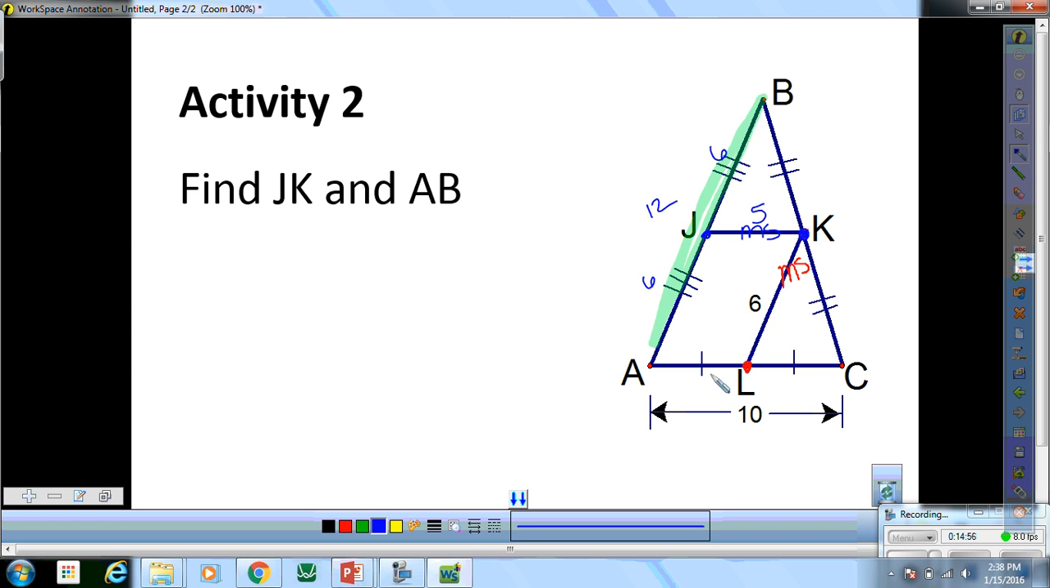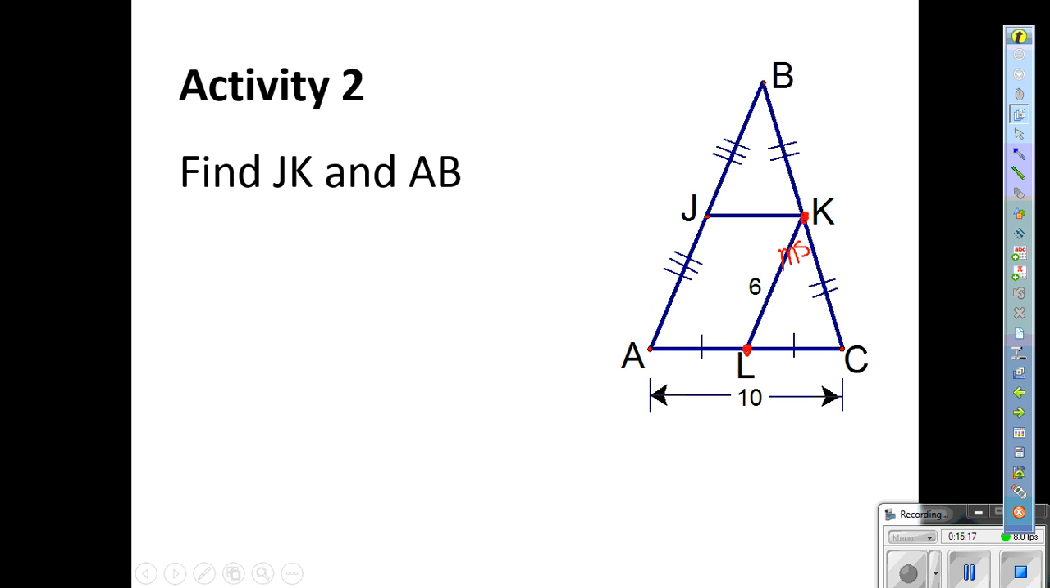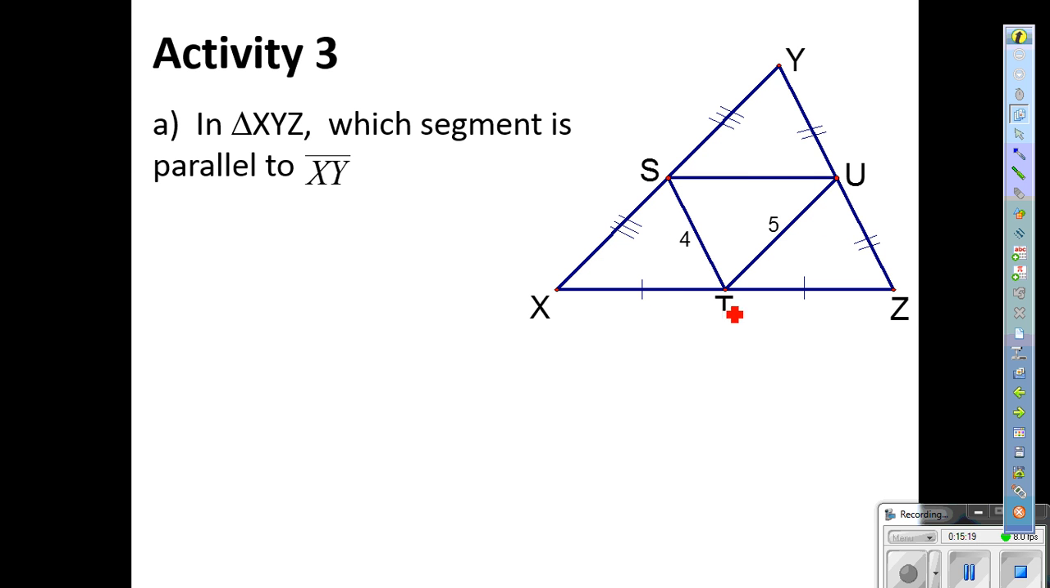So when we're looking to answer, find JK, JK ended up being equal to 5, and AB, which was that whole side over there, ended up being equal to 12. Mid-segments have to be half of the parallel side of the triangle. So try to keep that in mind. They love to draw all of them, okay? You just want to remember that a mid-segment is always half of the side that is parallel to it.